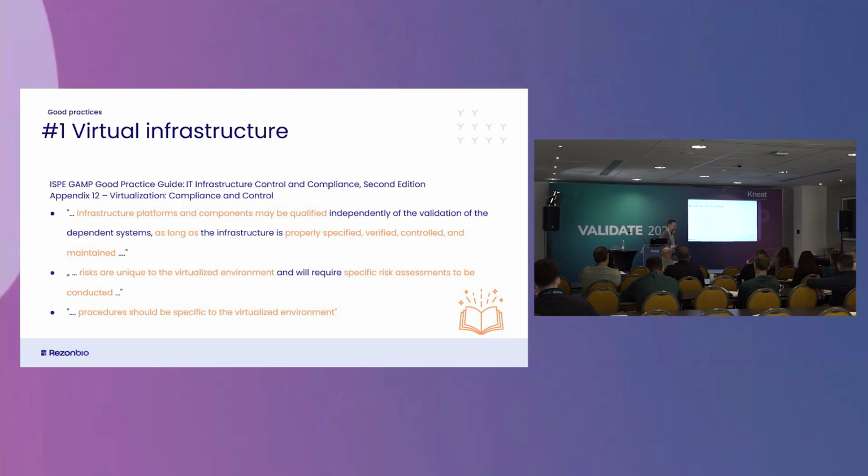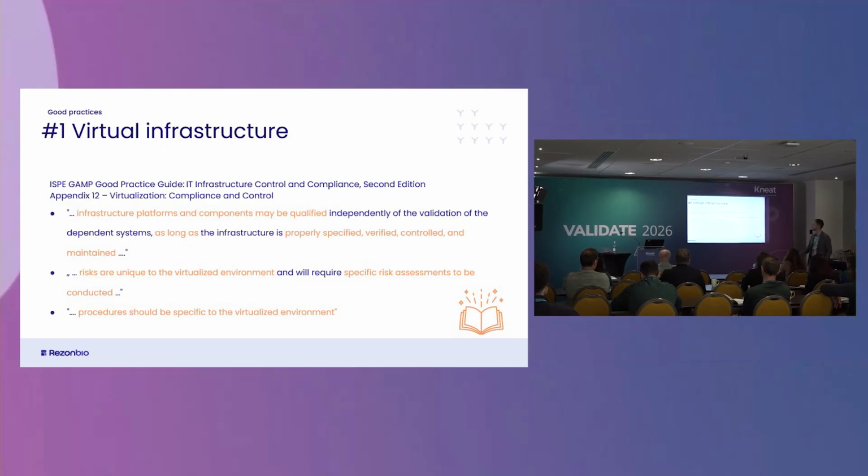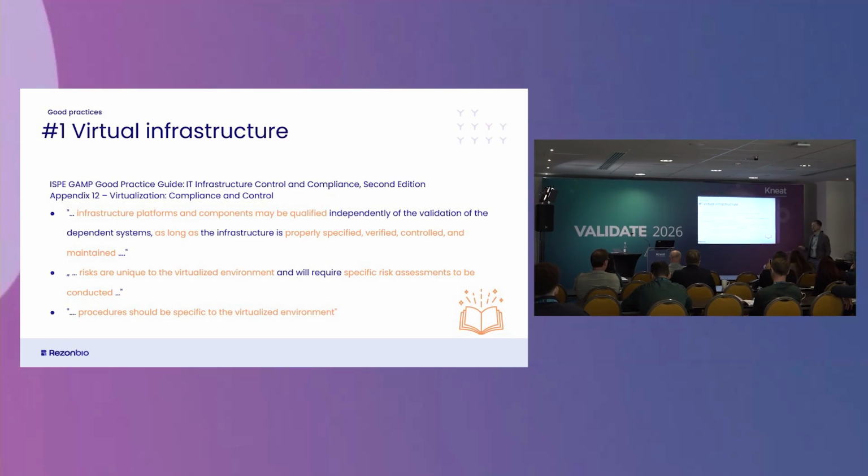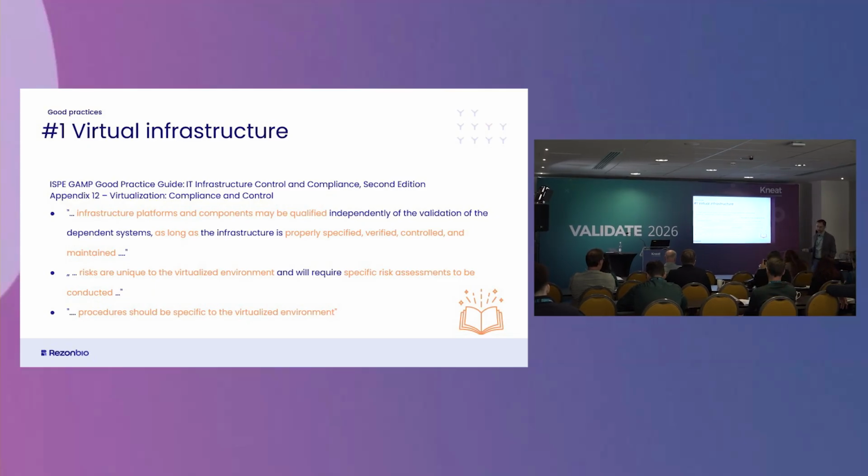Virtual infrastructure. Okay, let's find out what we can find in good practices. GAMP, IT Infrastructure Control Compliance, Appendix 12. Infrastructure platforms and components may be qualified. Hooray! Yes, we can do it. We can qualify virtual infrastructure. That's perfect, as long as properly specified, verified, controlled, and maintained. Risks are unique to the virtual environment, so specific risk assessment is to be conducted. Procedures should be specific to the virtual environment. And altogether, it looks quite similar to classic infrastructure. So, should be easy, right?